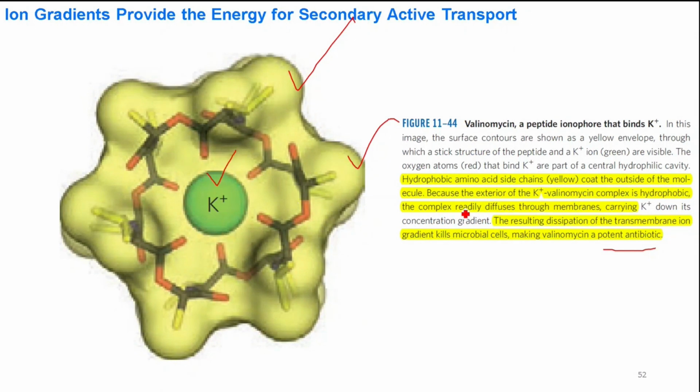Because this has hydrophobic moieties, this cyclic drug can easily enter into the cell membrane. When many potassium ions enter into the cell, the membrane ion gradient is disturbed. Because of the entry of several potassium ions inside the microbe, the ion gradient is disturbed and the microbes are killed. This is the mechanism of valinomycin, a potent antibiotic.